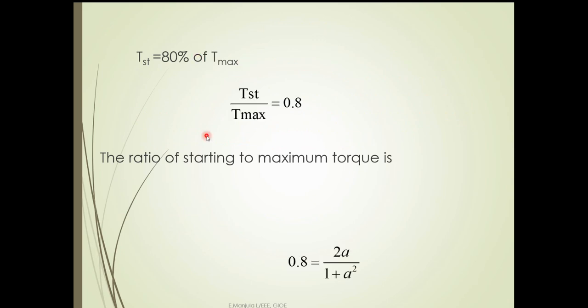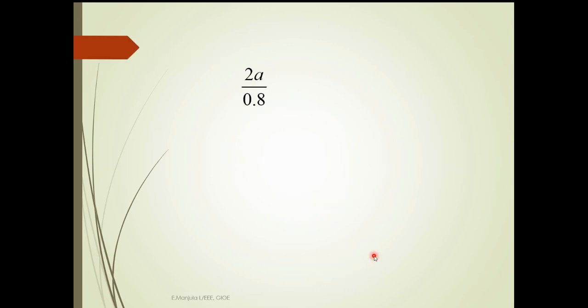We know the formula also. So T_st is equal to 0.8 according to this. The ratio of starting to maximum torque is given by this formula: T_st divided by T_max is equal to 2a divided by 1 plus a square. So 0.8 is equal to 2a divided by 1 plus a square, and a is the slip.